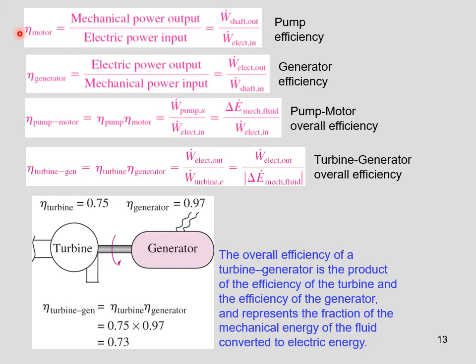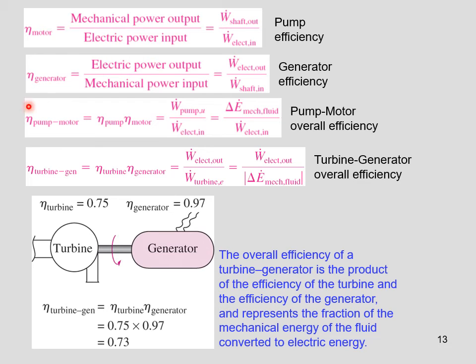You can also calculate the efficiencies of motors and generators. You could have a pump motor combination or a turbine generator combination. So these formulas are pretty generic. If you need one, you can simply look them up on the exam, or in the real world, you can look them up as well, of course.